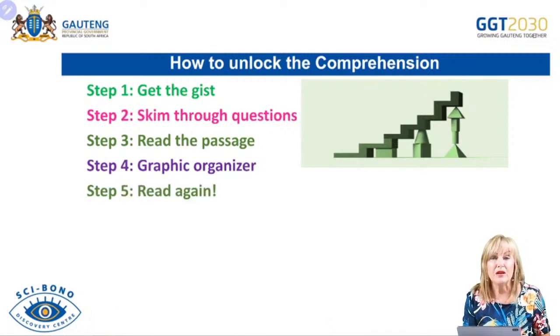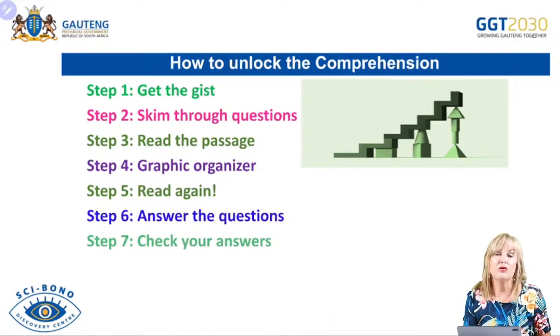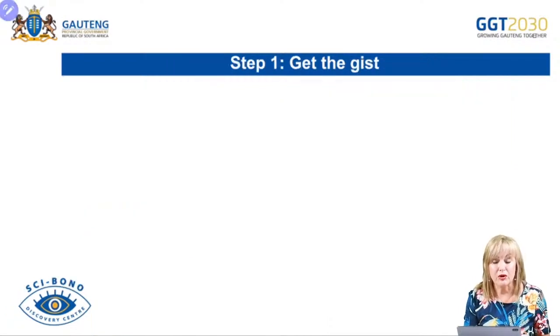The fifth step is you read your passage again, then you answer the questions, and then you check your answers to see whether you responded correctly to each of the questions.